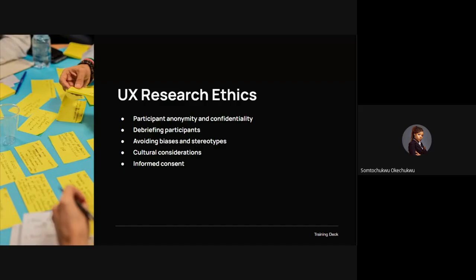So another thing is debriefing, right? So debriefing is simply explaining to these people. We have different kinds of debriefing, but this particular one is explaining to them what you want to use their information for, what the research is about before you even start it. That way it helps them to get more engaged. It helps them to be more dedicated to give you sincere responses.